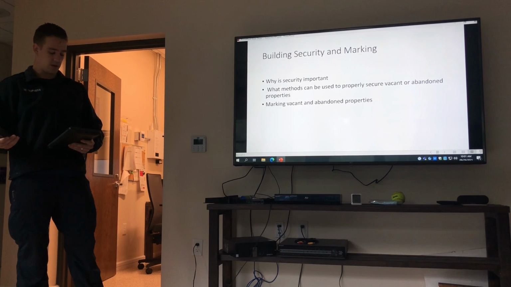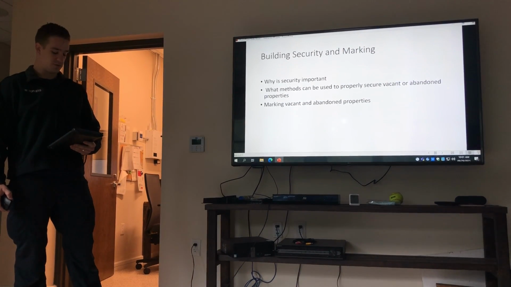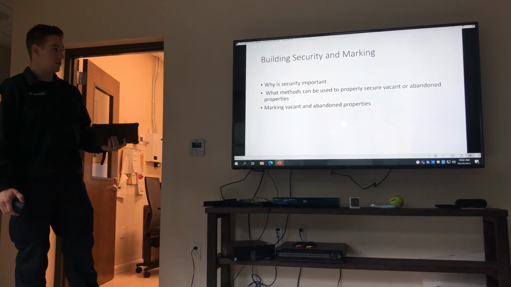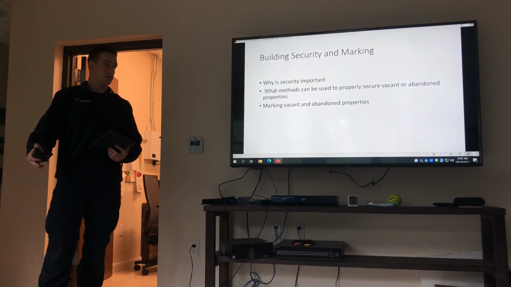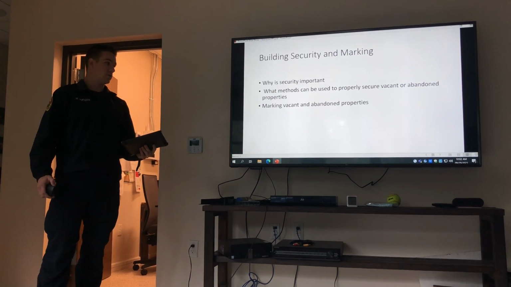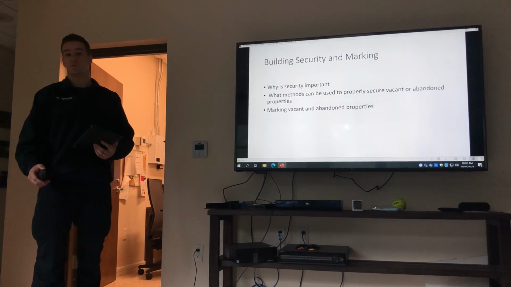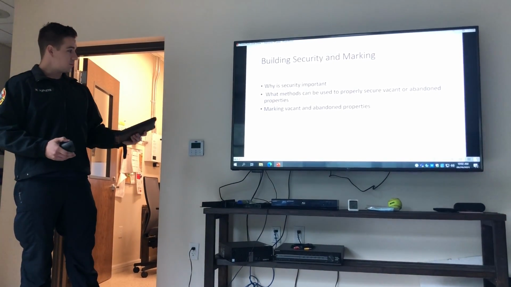In unsecured vacant properties, 61% of the fires were intentional, whereas 35% of fires in secured properties were intentional. So with these vacant properties, you're having a lot more arson and people setting fires. So having the building secure can prevent a lot of these fires from happening because people will not be able to access it. Methods to secure the properties.